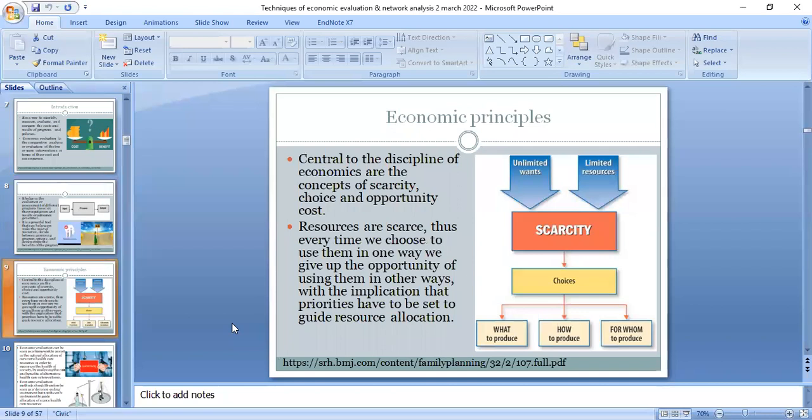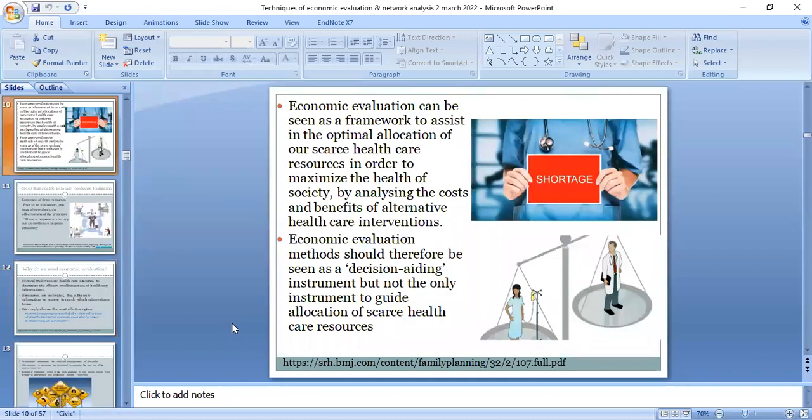Now, what are the principles of economics? Central to the discipline of economics are the concepts of scarcity, choice, and opportunity cost. As resources are scarce, every time we choose to use them in one way, we give up the opportunity of using them in other ways, with the implication that priorities have to be set to guide the resources allocation.